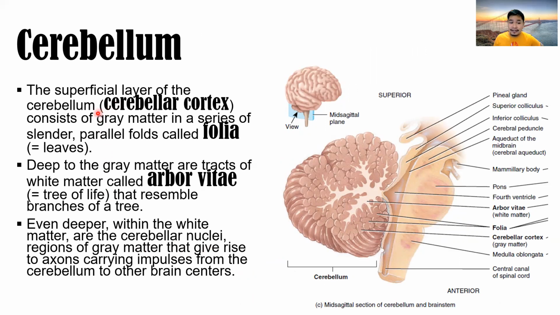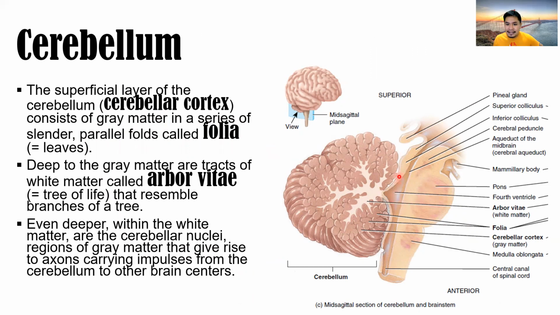The superficial layer of the cerebellum, or the cerebellar cortex. So once you hear cortex, more or less, when we discuss the different parts of the body, cortex means the outer layer. Okay, so the superficial layer of the cerebellum, or the cerebellar cortex, consists of gray matter in a series of slender parallel folds called your folia, or we could refer to them as leaves.